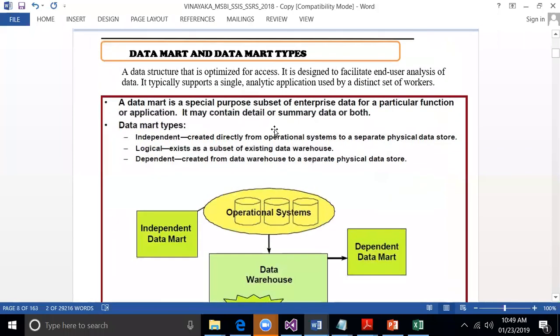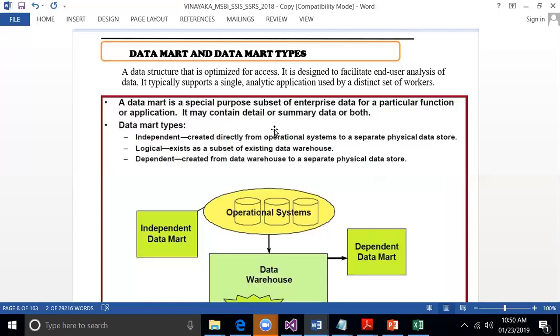Now data mart and types. Unknowingly you studied it. Data mart is a subject area, functionality area, task area. That is the right answer. But some people speak like this: data mart is a subset of the warehouse. I'm not saying that is wrong, but it is partially correct. Any specific functionality area, any specific subject area is called a data mart. Walmart, D-Mart, K-Mart, those are retail business substores.